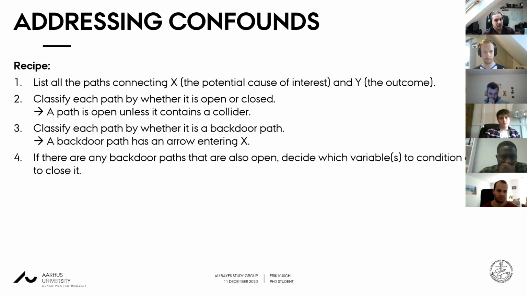And if there are any backdoor paths that are open, we would then need to decide which variables we have to condition on to close these backdoor paths. Our indirect effects, so an outgoing arrow out of X that somehow via other nodes leads into Y, we wouldn't want to shut, because that's valid information, because we want to know about the direct effect and the indirect effect. Unless we are in a study setting where we don't want that, then we would want to shut that path. But usually we're interested in the total effect of X on Y, so we would also want to account for the indirect paths. But backdoors need to be shut.